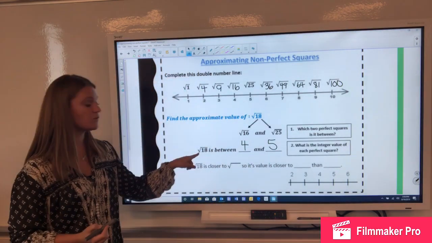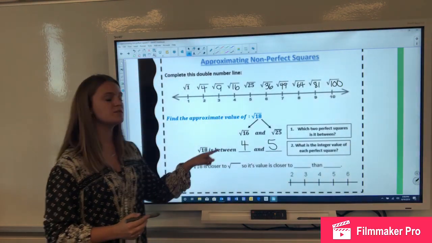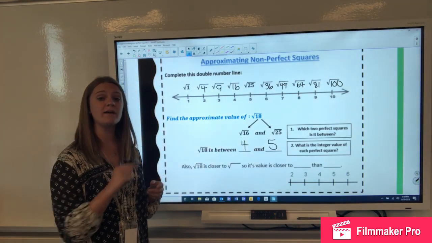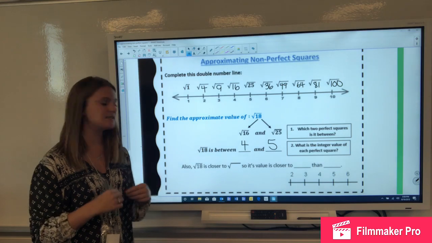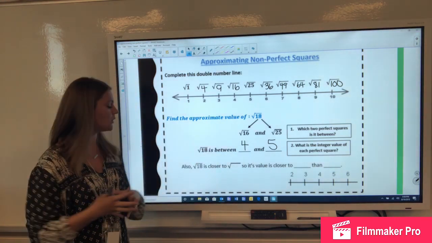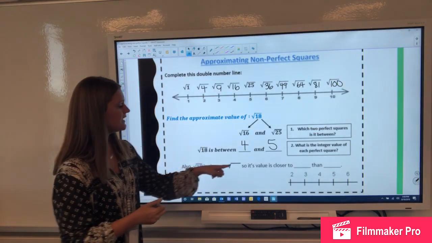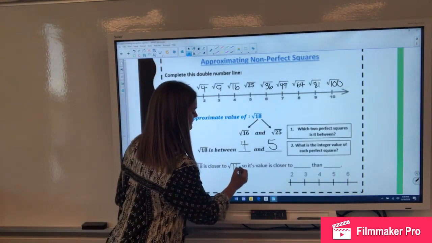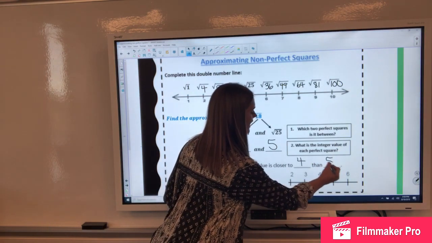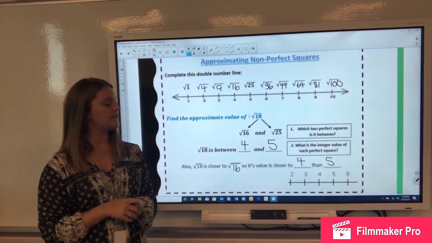That tells me that the square root of 18 would be somewhere between 4 and 5. In other words, a square with the area of 18 would have side lengths that are somewhere between 4 and 5. Now we can get a little bit closer. We know that the square root of 18 is closer to the square root of 16, so its value is closer to 4 than 5. And we'll talk about how to get even closer later.